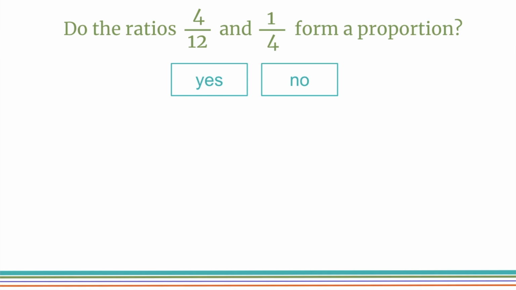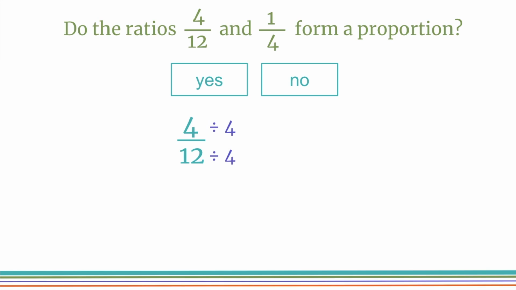Do the ratios 4/12 and 1/4 form a proportion? Let's check to see if the ratios are equal to each other by writing them in their simplest forms and comparing. 1/4 is in its simplest form, so we only need to simplify 4/12. The greatest common factor of 4 and 12 is 4, so divide the numerator and denominator by 4.